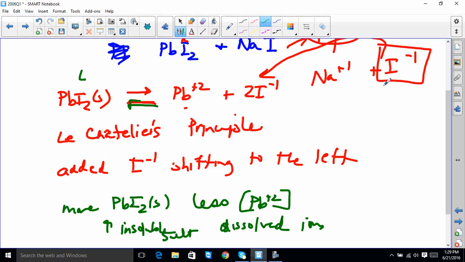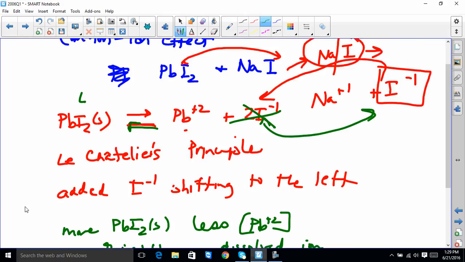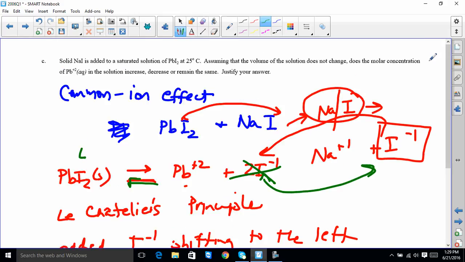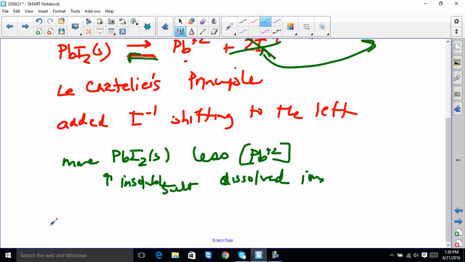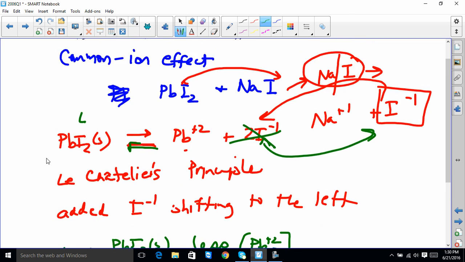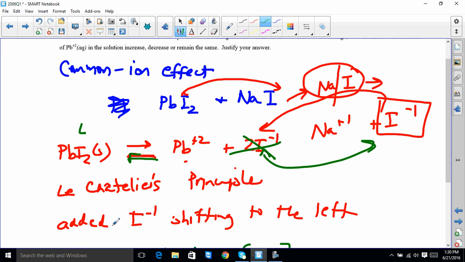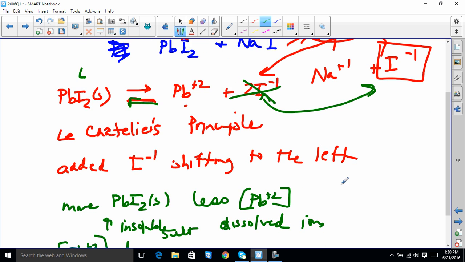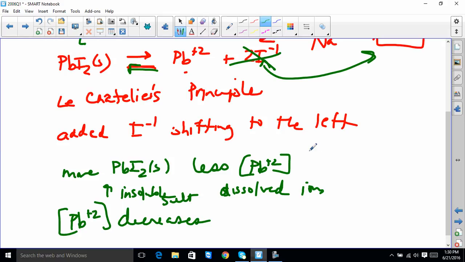Now, it's hard to say about the I- because it doesn't even tell you how much you put in. So usually you don't talk about the thing that you're changing. And so the question is, does the molar concentration of Pb2+ in the solution increase, decrease, or remain the same? Justify your answer. And so the Pb2+ concentration decreases. And all of this is justification. You're going to use Le Chatelier's principle: adding I- causes the equilibrium to shift to the left, which means more PbI2 solid, less Pb2+.